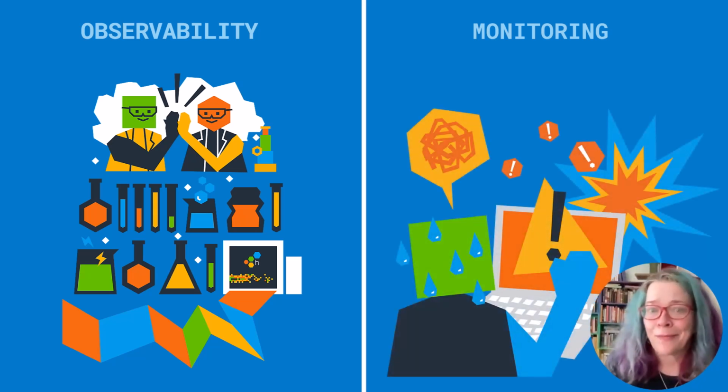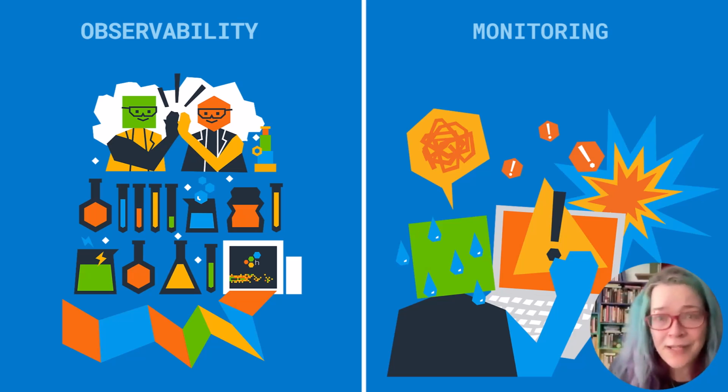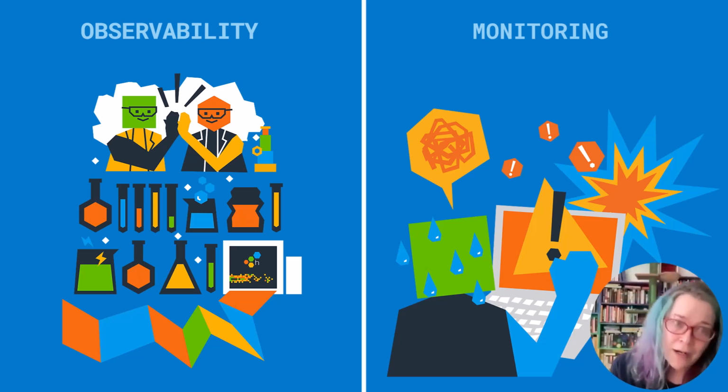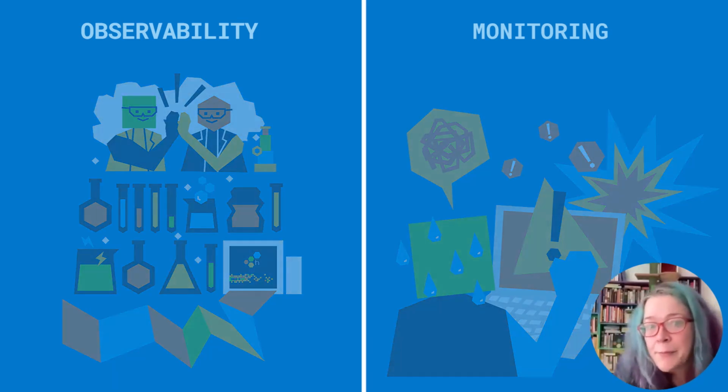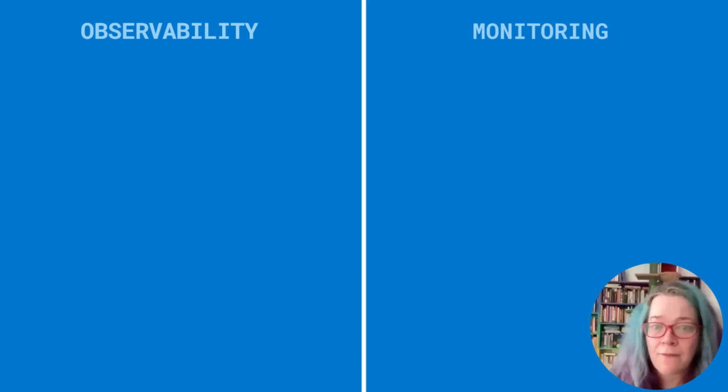Turns out there are a lot of things that we need to understand about complex systems and software because things are changing all the time, and it's not just bugs and errors. Observability and monitoring emphasize different kinds of telemetry data, each fit for their purpose.